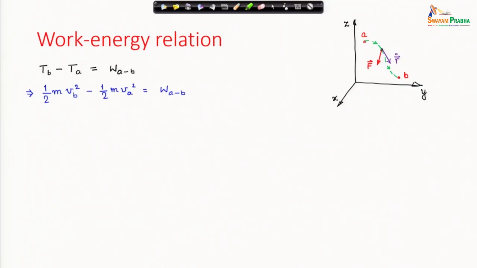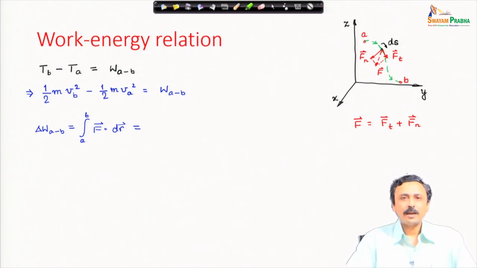Now, I have written out the explicit expressions. Suppose there is a particle and its velocity at position B is V_B and its velocity at position A is V_A. In that case, I can write the kinetic energy at these two positions, half m V_B squared minus half m V_A squared, and that must be equal to the work done over this path as it moves from A to B. Now, the work done, as we have just now discussed, is F dot dr.